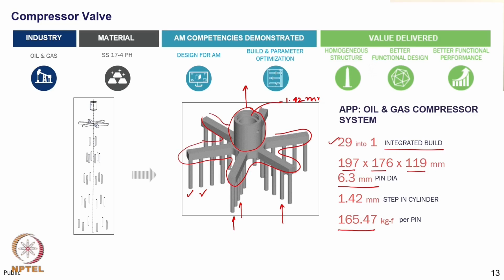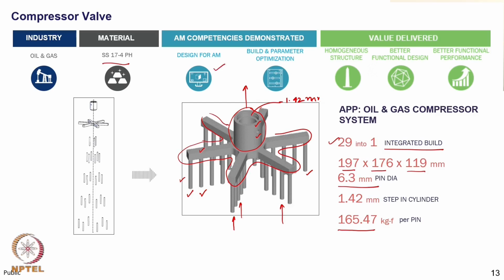If we make it using additive manufacturing, we have homogeneous structure because it can be created using a single alloy. In this particular case, stainless steel 17-4 precipitation hardening alloy. We also can get better functional design because we can make each part up to the precision, and also since it is made up to the precision, we have better functional performance. Moreover, if needed, all these parts, for example pin, the central part, these channels and the upper cylinder or any openings, they can be made using different materials if needed.